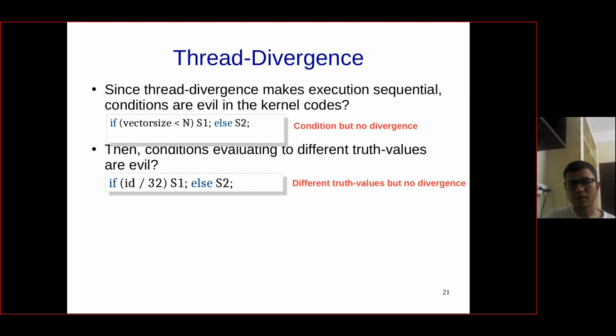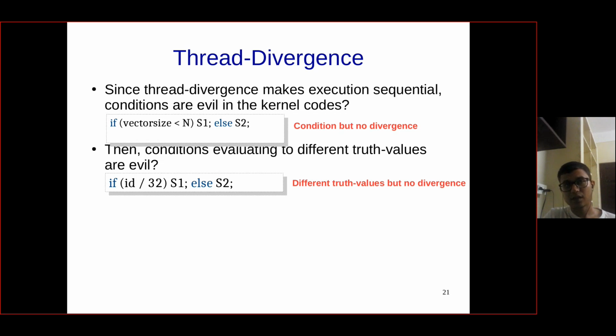Then we might feel that if a condition evaluates to different truth values, then there might be thread divergence. But again, this is not true. Let us try to understand with this example.